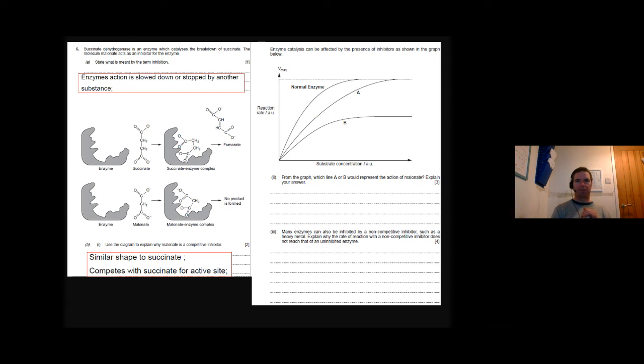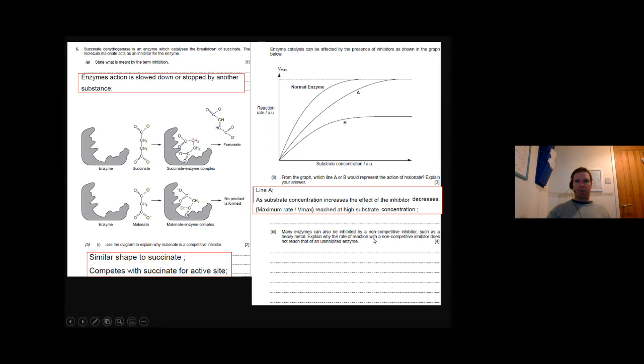Now we've got substrate concentration versus rate of reaction. That's the graph we're after. Here's our normal enzyme. A is our typical competitive inhibitor, B our non-competitive inhibitor. Which line, A or B, would represent malonate? Well, it's competitive, so it's line A. Why? Because if we increase the substrate concentration, the effect of the inhibitor decreases, or we can reach that maximum rate at a very high substrate concentration.